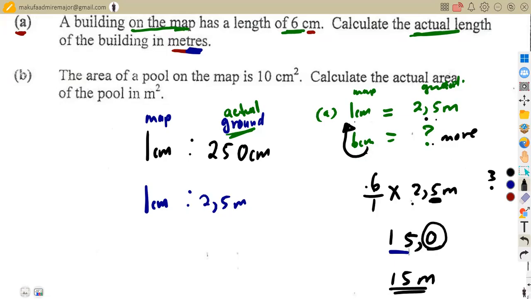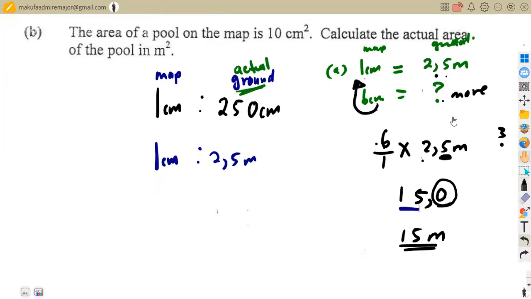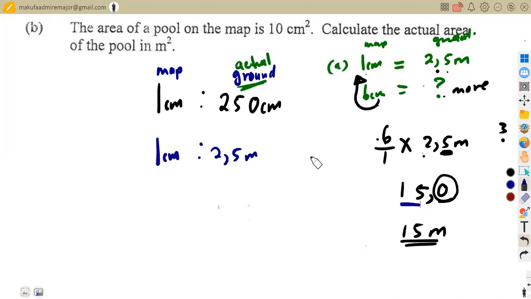All right. Item 2 is saying the area. Take note, the moment we read this, the area, meaning we are supposed to be relating what is happening on the map and on the ground in terms of area. This one that we see, we are talking about the ground length.